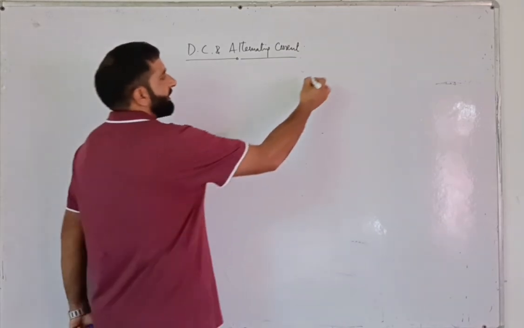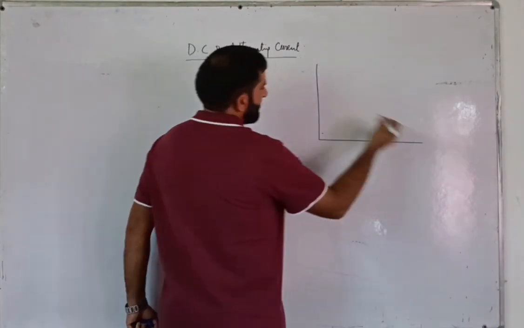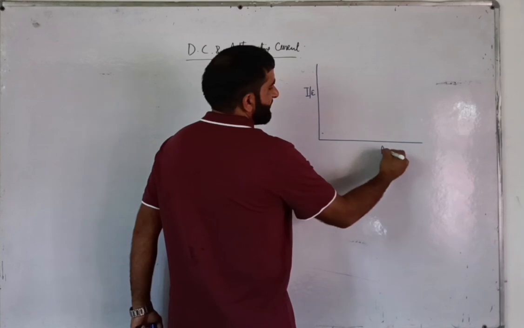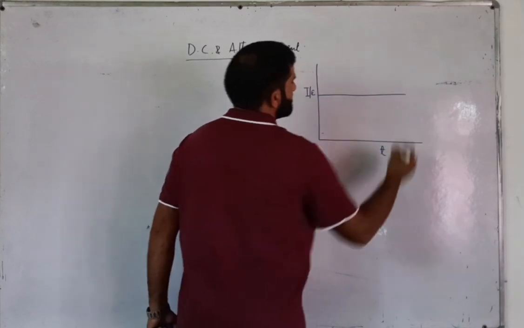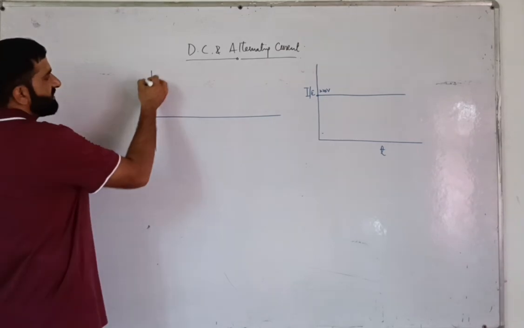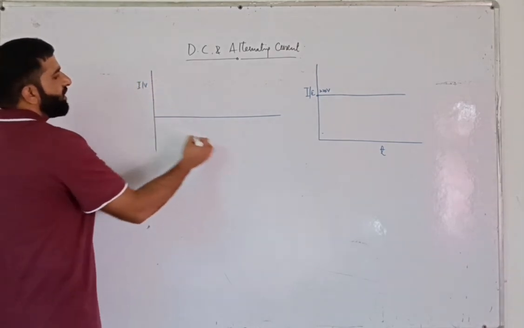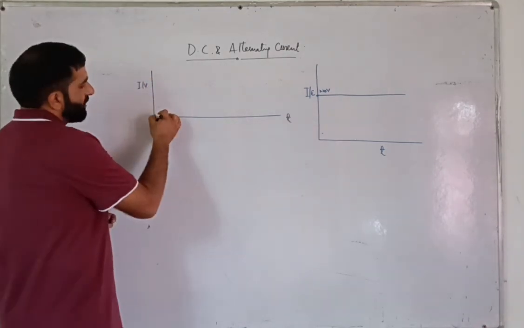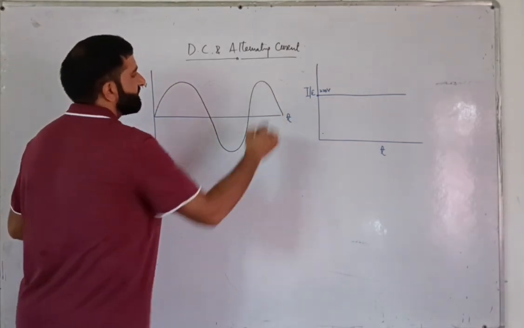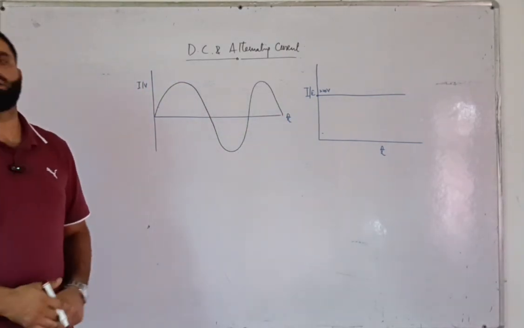If we plot a graph of DC and AC, with this being the current or voltage and this being the time, we have a constant value of DC that is not changing its direction. For AC, we name it alternating current or voltage. Here the magnitude of the current or voltage changes continuously and the direction changes periodically. This is called the alternating current or alternating voltage.